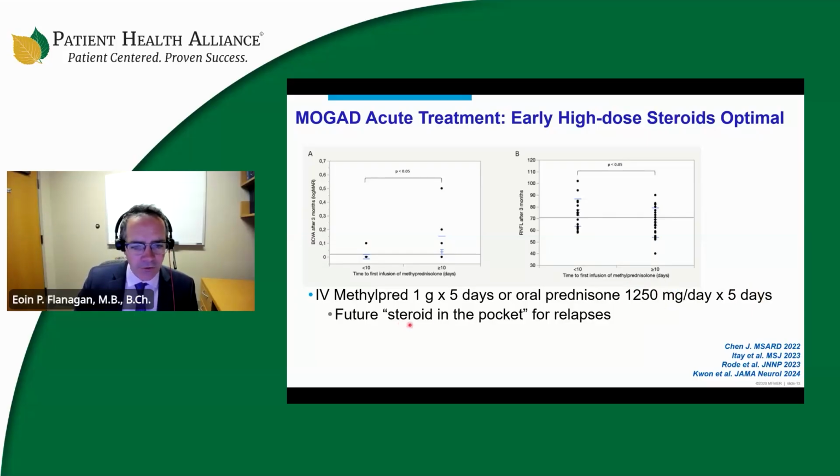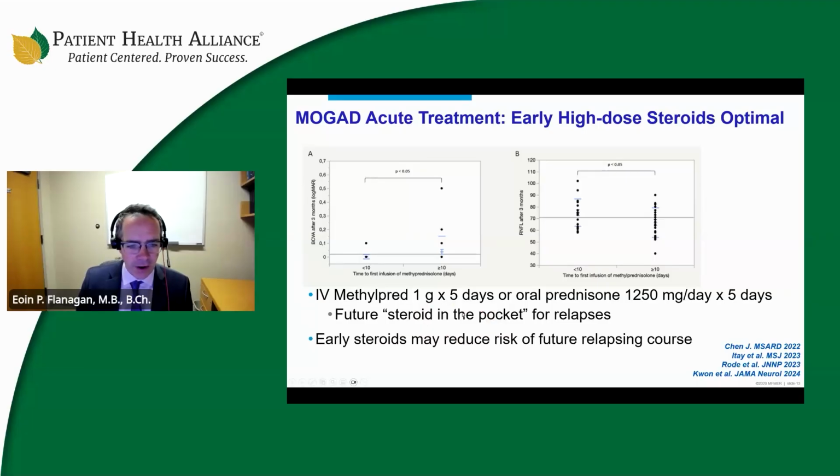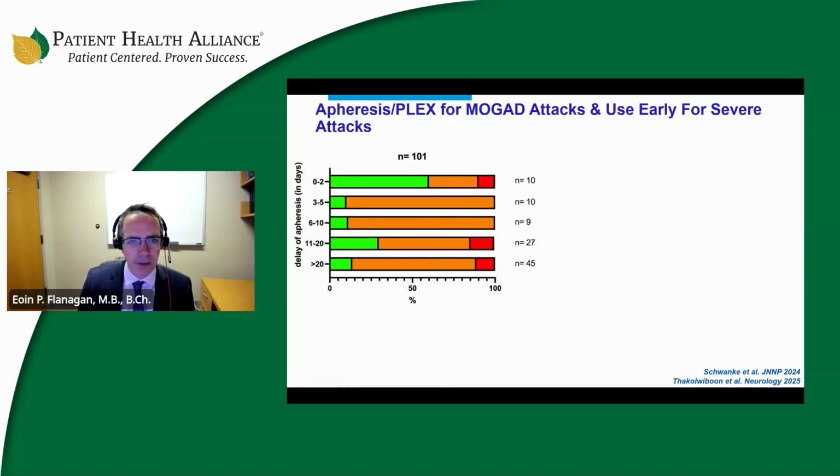And this led to the concept John Chen at the Mayo Clinic has put forward, which is the steroid in the pocket. So if you're a patient with MOGAD and you're worried about getting one of these optic nerve attacks where you're going to lose vision, then you can have this steroid in the pocket. And if it's a Friday night, you can't get through to your doctor, you could potentially take it. And then you would try and get seen as soon as possible after that, but not delay the treatment too much. And he's looking at this currently in the form of a clinical trial. So early steroids seem to be beneficial. And there's even some studies that suggest that if you get in with early steroids, then that may reduce your risk of having a future relapse.